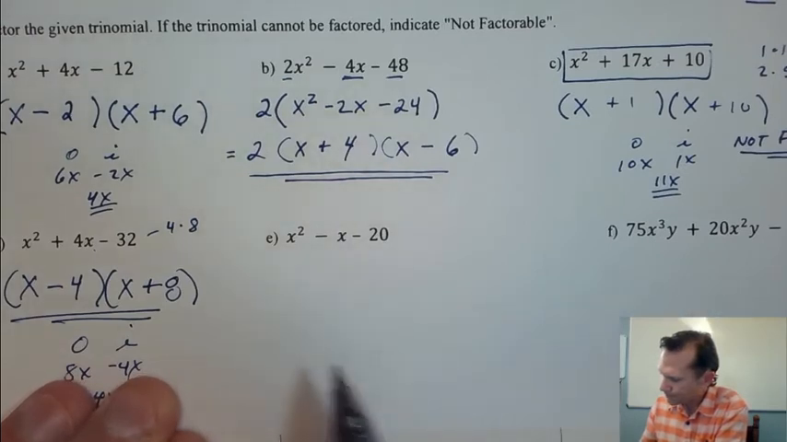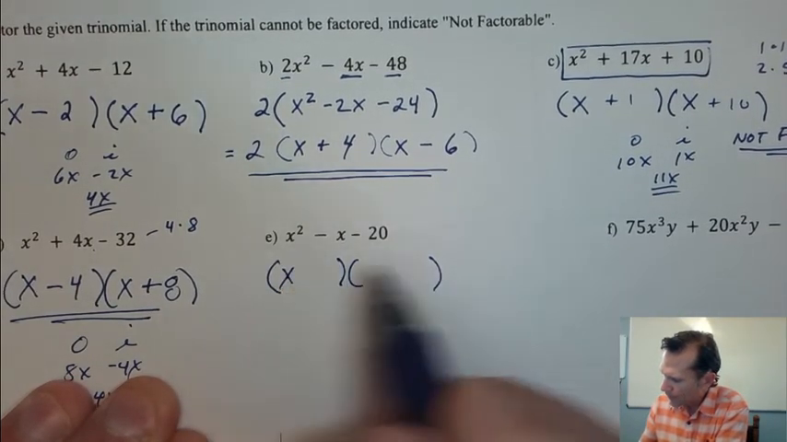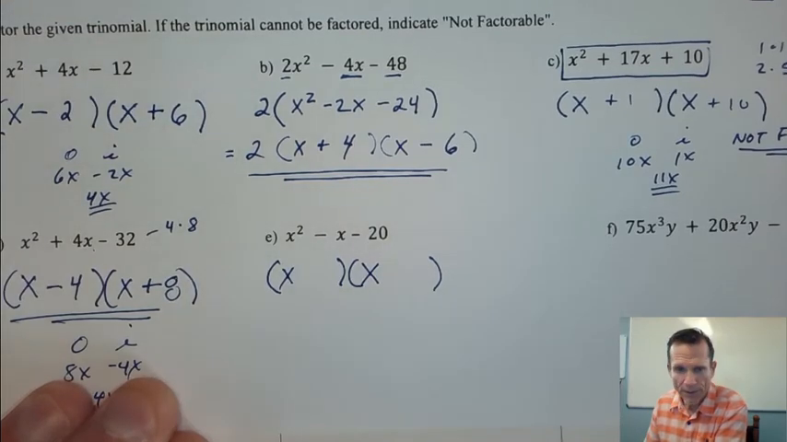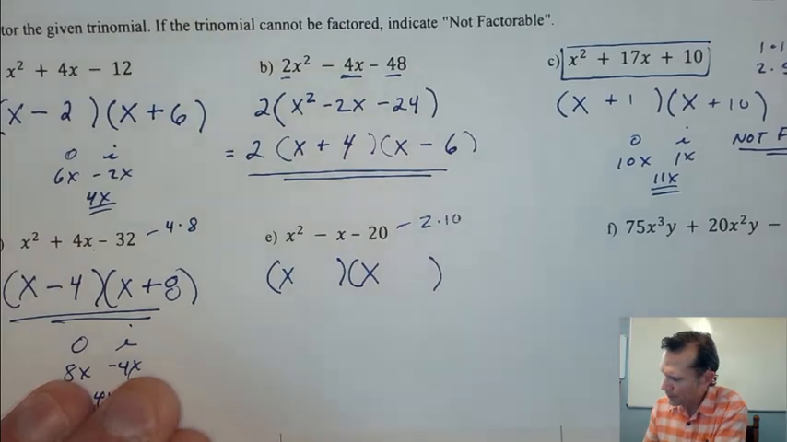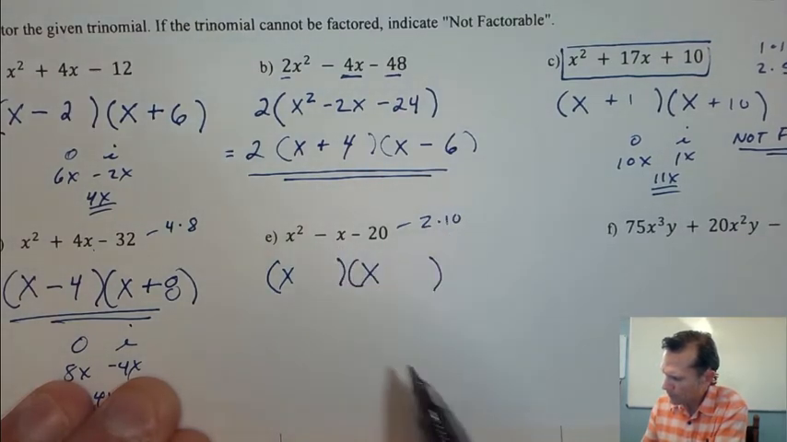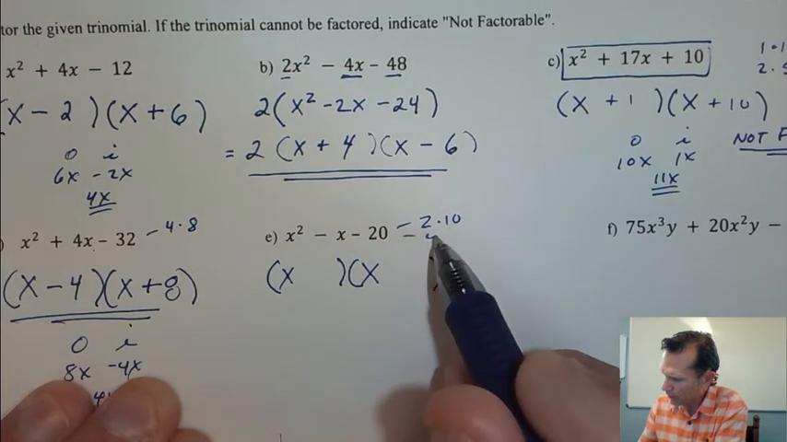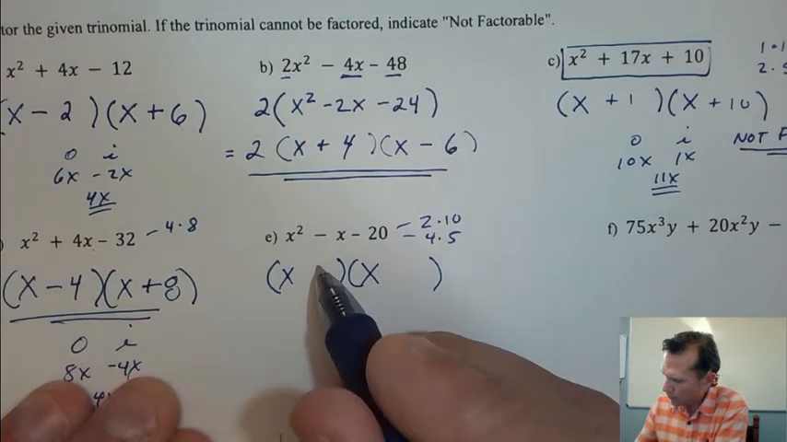E, x and x make the x squared. And then the first thing that came to my mind was 2 and 10, but those are 8 apart, and that doesn't quite get us what's in the middle there of a negative 1. And then I thought, well, 4 times 5 is 20. So I'm going to try 4 and 5.